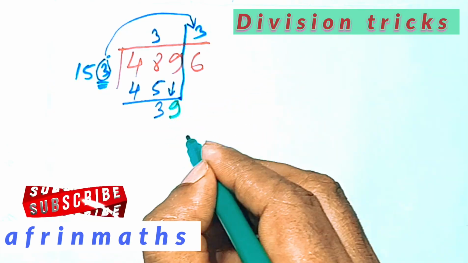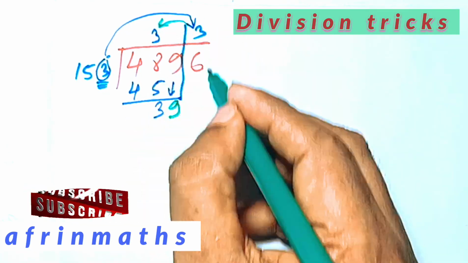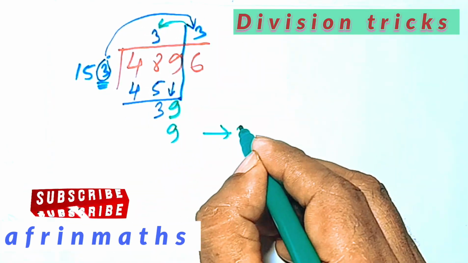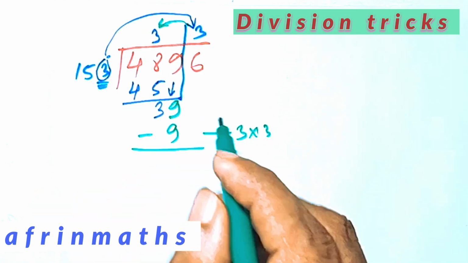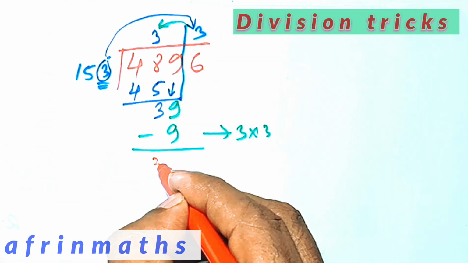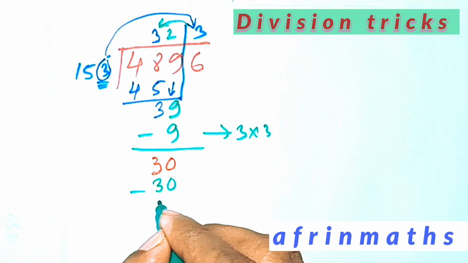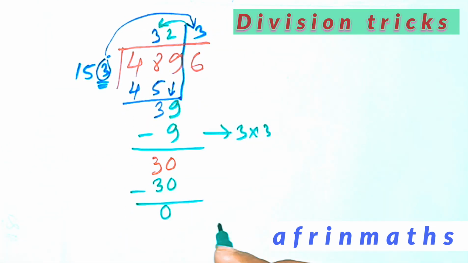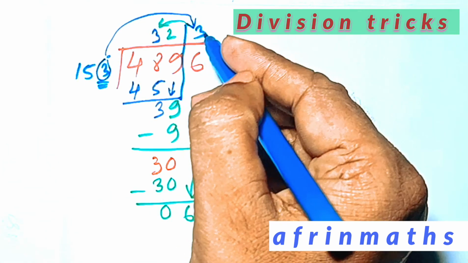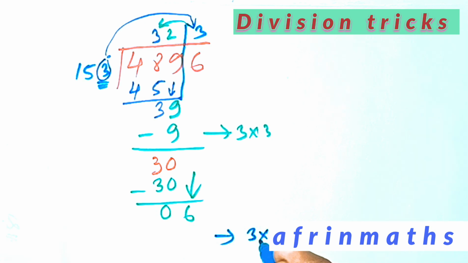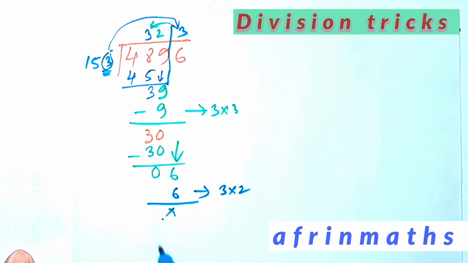When it comes down, we'll multiply this 3 into 3 is 9, and we subtract it to get 30. Now 15 2s are 30, subtract it, we get 0. This 6 comes down here. Now we shall multiply 3 into 2, 3 into 2 is 6, so we have remainder 0. So our quotient is 32.